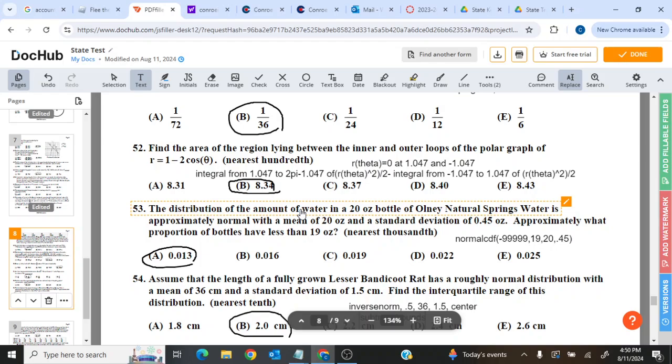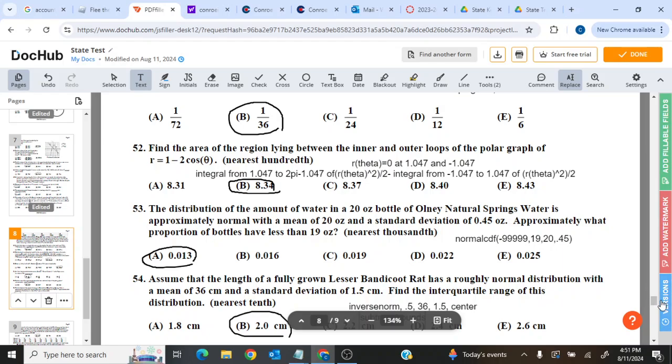The distribution of the amount of water in a 20-ounce bottle of Olney Natural Springs water is approximately normal with a mean of 20 and standard deviation of 0.45. Approximately what proportion of bottles have less than 19 ounces? Well, this is just another easy normal CDF problem. Your lower bound is negative infinity. It needs to be less than 19 ounces, so 19 is your upper. Your mean is 20. Your standard deviation is 0.45, and you'll get a proportion of 0.013.